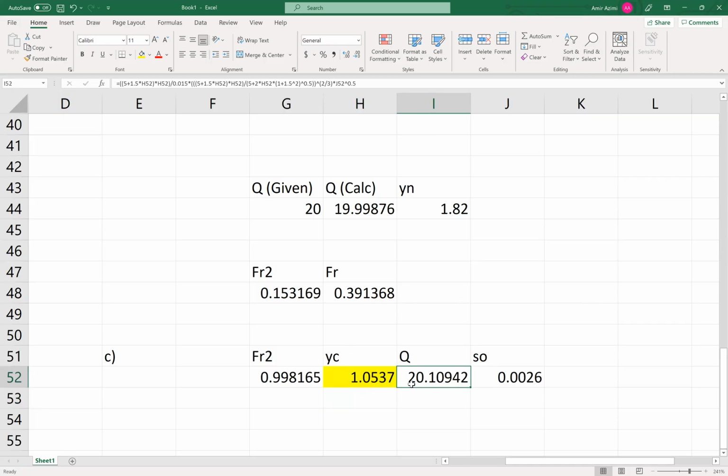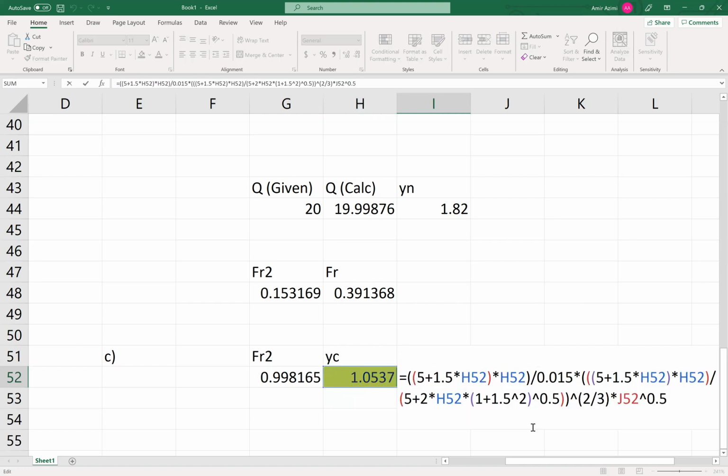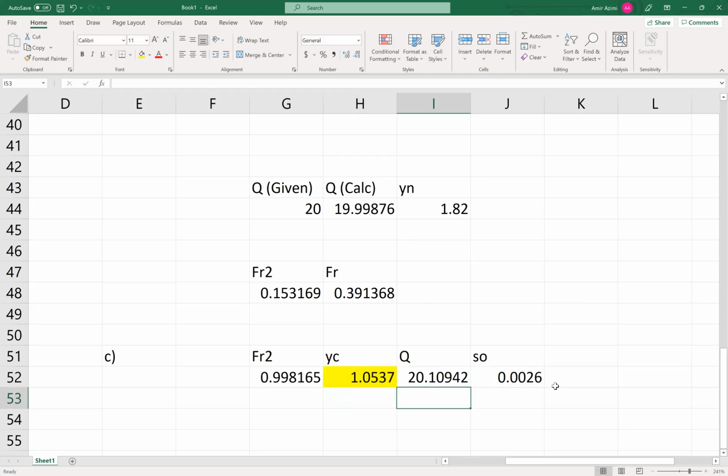And then we need to calculate the discharge. Basically what I do is I write an equation based on YC, and then the only unknown is the slope. So now I can put the value of the slope, 0.334, for example. Now you see the discharge is slightly larger than 20 cubic meter per second.